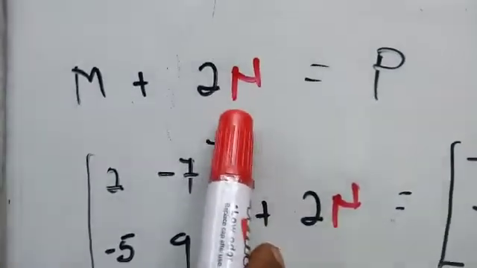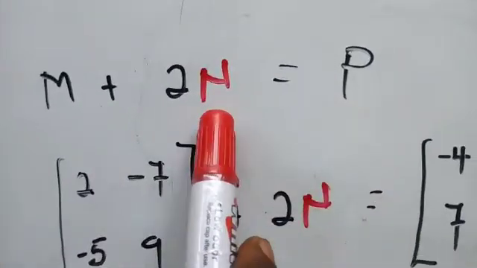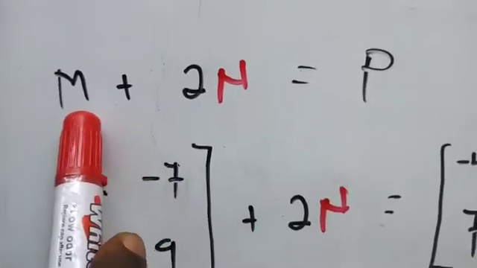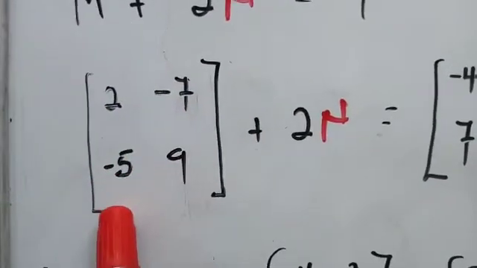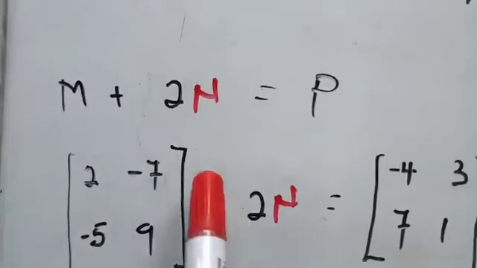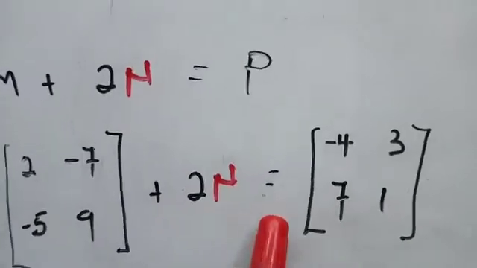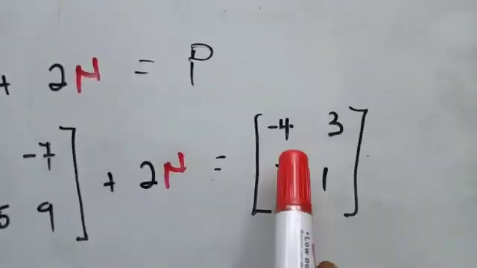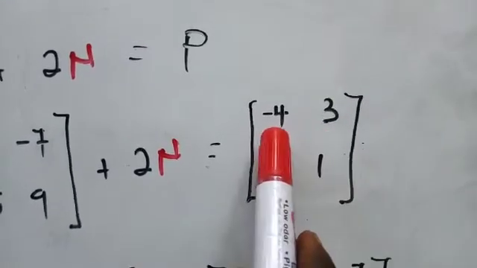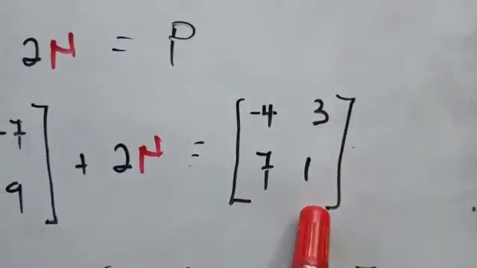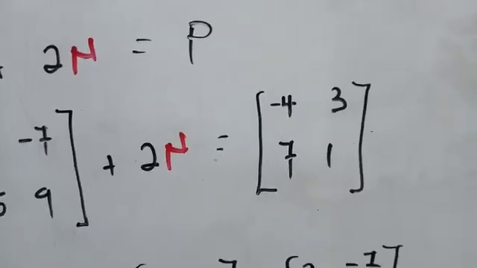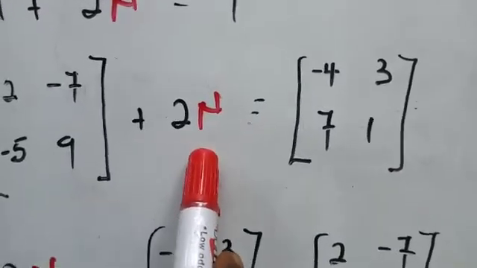Now, this is what they are asking us to find. So we should find the n here. So our m here is 2, -7, -5, and then 9 plus 2n. We don't know them, right? But it is equal to, we are just replacing, this -4, 3, 7, and then 1. This is what we are given. So now let's move on. You know that we are looking for the n here.